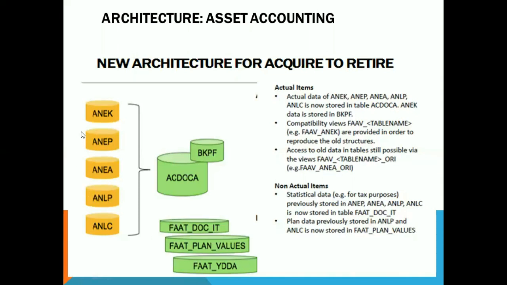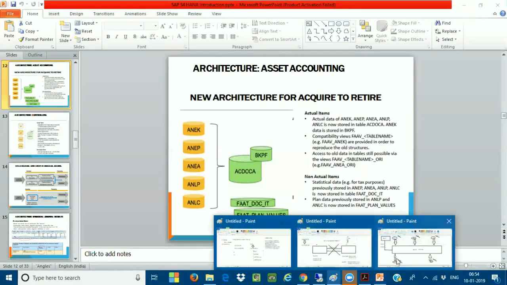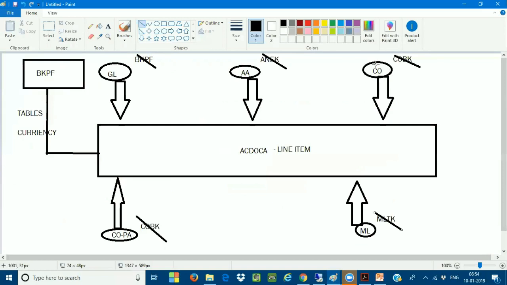Earlier I was able to store all the data in these tables. Now I'm bringing three new tables for asset accounting. One is the common universal journal entry table, another is for the statistical data, and another is for the plan data. So I have designed a new structure, and in the same way, not only for asset accounting but for all the remaining modules, I have completely eliminated the header tables and the line item level tables, and brought down only one table, called the ECDOCA table, from today onwards.